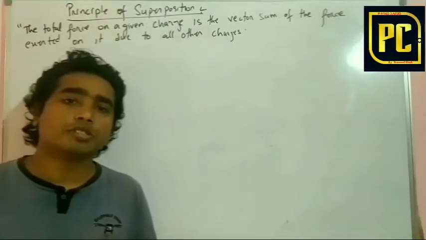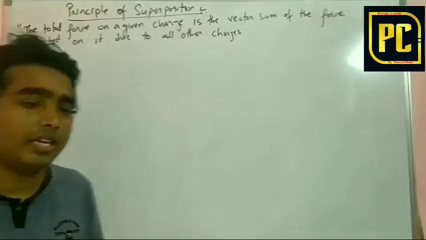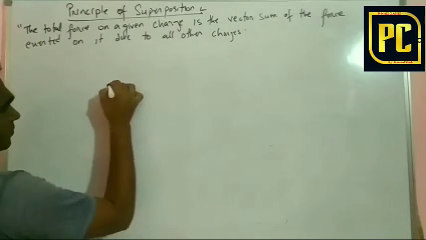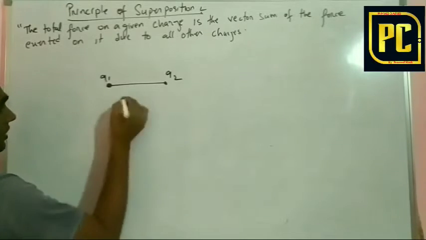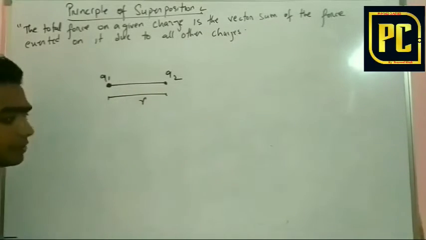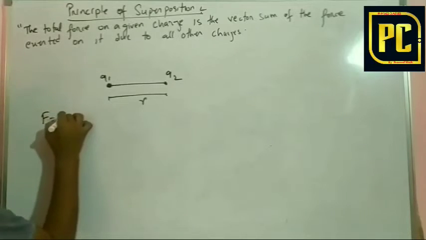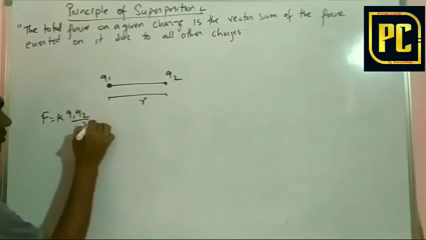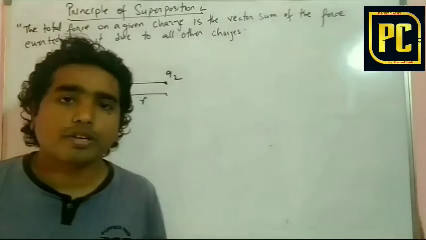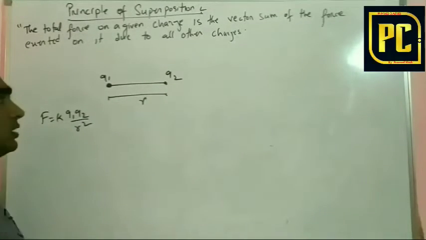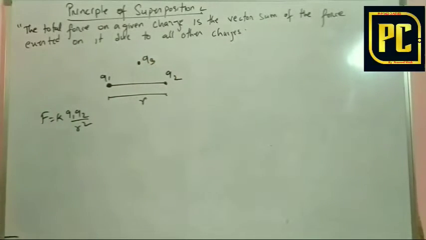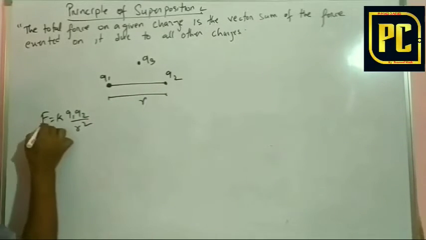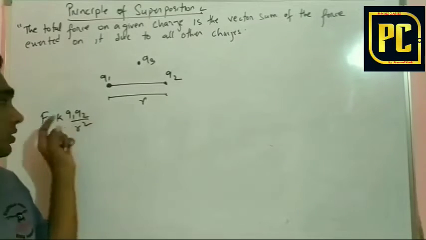Now the superposition principle is based on the fact that if I have, suppose, two charges Q1 and Q2, and suppose there is some distance between them, R. The force is given as K Q1 Q2 by R square. Now if I bring a third charge, suppose Q3, what will happen to the force between 1 and 2? The force between 1 and 2 is this.